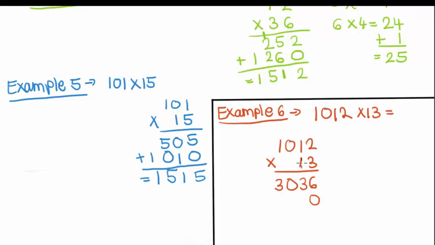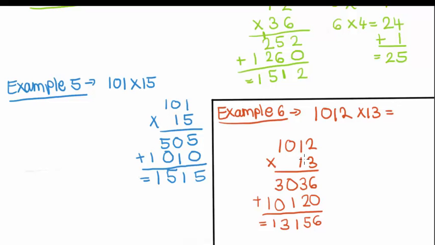Now I move on and I do 1 times 2 to give me a 2, 1 times 1 to give me a 1, 1 times 0 to give me a 0, and 1 times 1 to give me a 1. In the last step, I add these two numbers together. So my answer to what is 1012 times 13 is equal to 13,156.